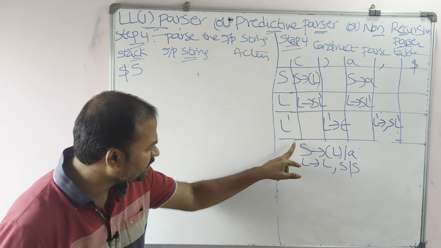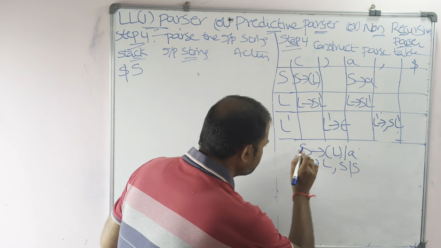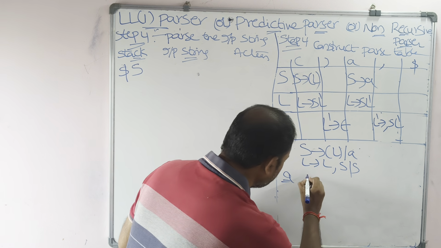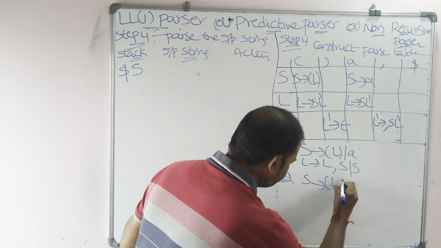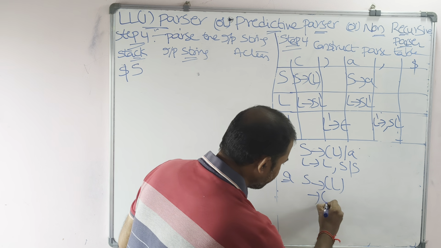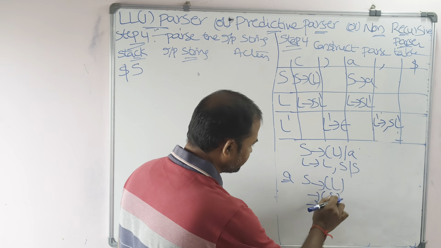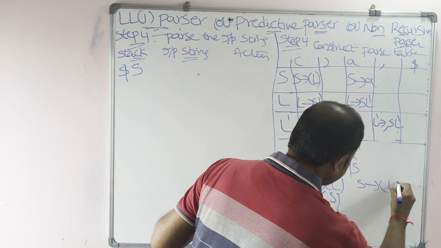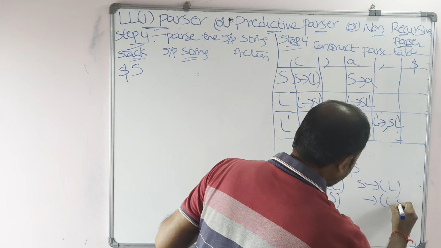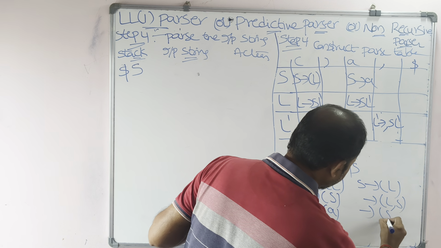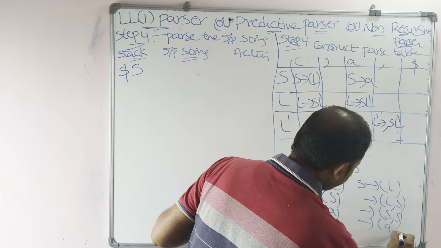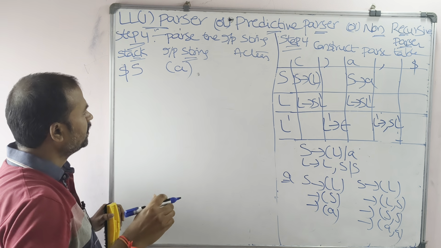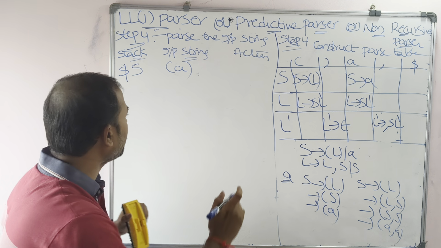So for the input string, generate it from the starting symbol. S produces A, so if we want directly, we can take this A, or S produces L. What is L here? L produces S, and S is A. Or we can take S produces L, where L is L comma S, and L is S, A comma A. So it is our choice. Here I am taking this string, and the string ends with dollar.